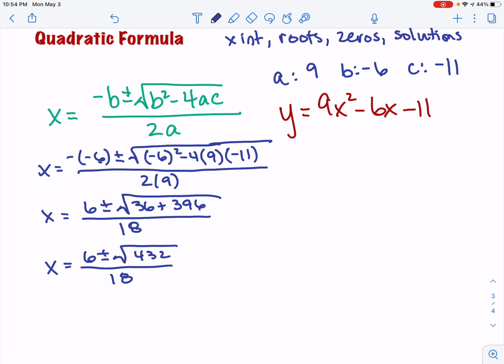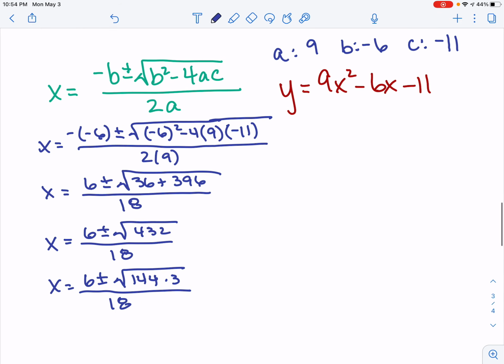So 432 I can break down into 144 times 3. So I'm going to say x equals 6 plus or minus the square root of 144 times 3 divided by 18. And I write it that way because what I can do is that 144 is 12 squared. So I can take the square root of 144. So I'm going to have x equals 6 plus or minus 12 radical 3 divided by 18. And now what I'm going to do is simplify this by dividing everything by 6. So this is going to be 1 plus or minus 2 square root of 3 divided by 3.